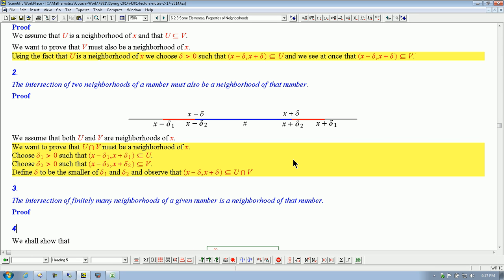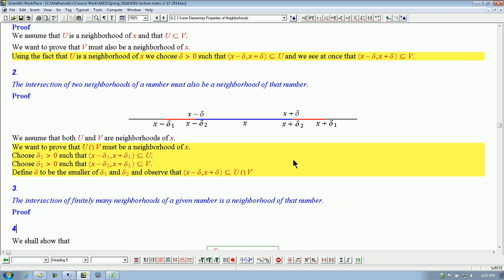You choose delta sub j greater than 0 such that the interval from x minus delta j to x plus delta j is included in Uj. Now you've got 55 positive numbers. One of them is smallest. Definition, delta is that smallest. The interval from x minus delta to x plus delta is inside every one of those other intervals, and it's a subset of the intersection. See? That's an alternative proof.